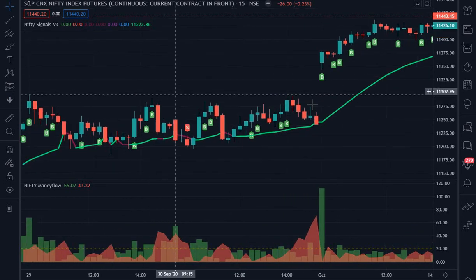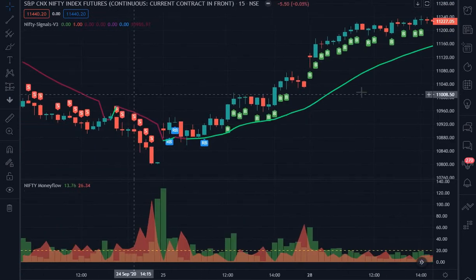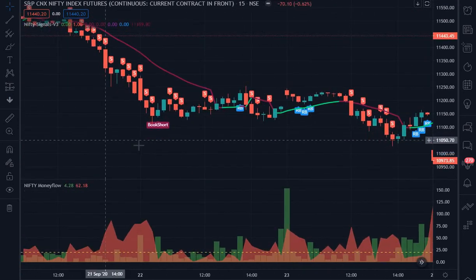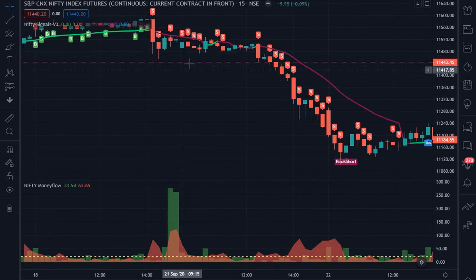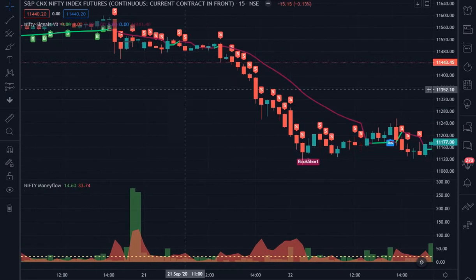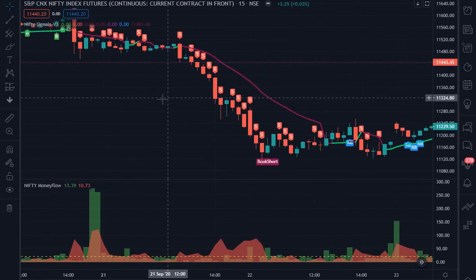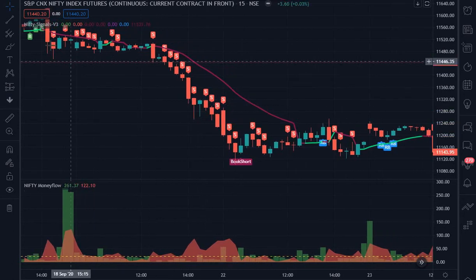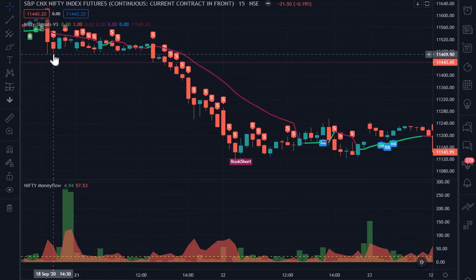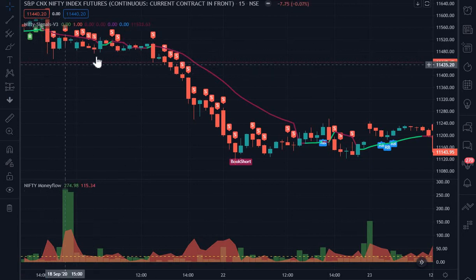Just wanted to give a quick look at the Nifty futures. So as you see, it's exactly the same as what you have seen in the Nifty spot chart. That's because the signal system is specifically designed for futures. So whatever chart you put, it will show you the very same set of signals as in the Nifty futures chart.